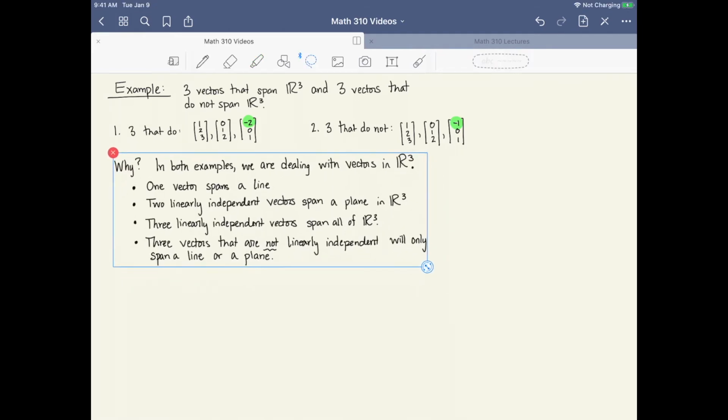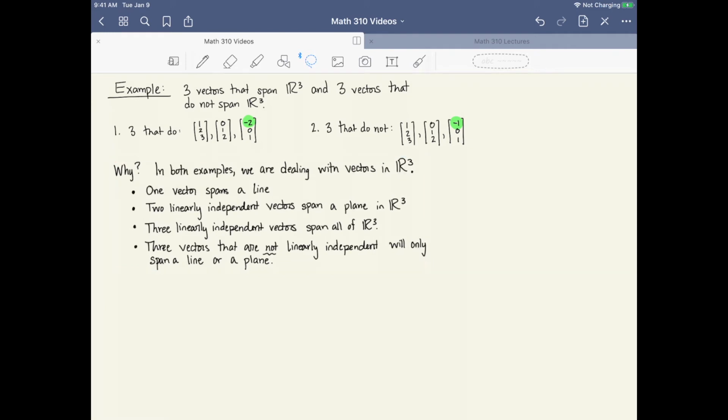Well, a geometric explanation for what's going on is that when you're dealing with vectors in R3, one vector will span a line. Two vectors, if they aren't multiples of each other, will span a plane, and three what we call linearly independent vectors will span all of R3. But you can have three vectors that are not linearly independent, and in that case, they're only going to span together a line or a plane. The issue is how you choose to go about seeing that your vectors are linearly independent of each other. There are lots of different ways to do this.